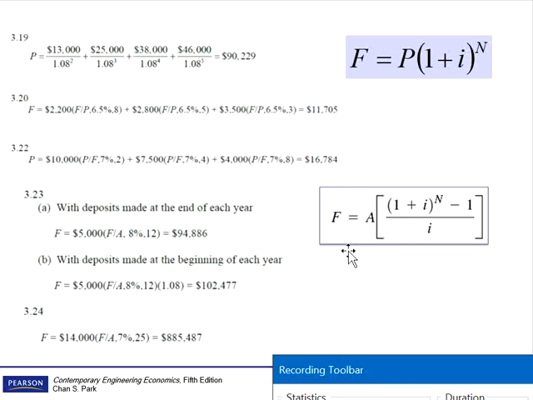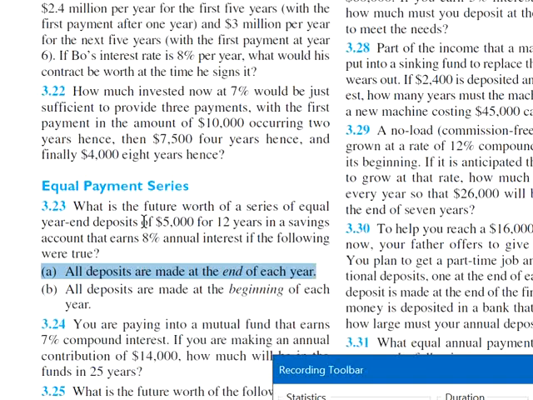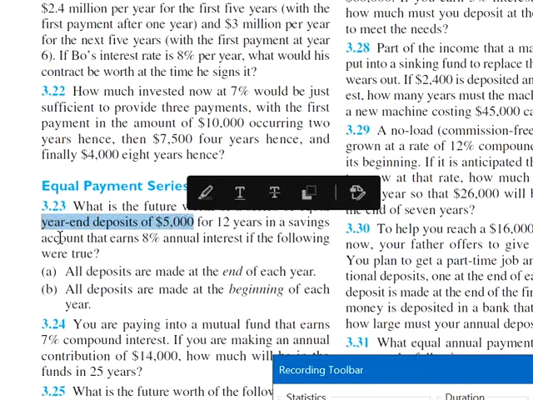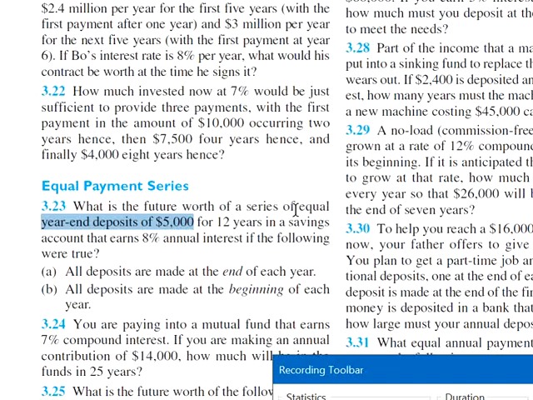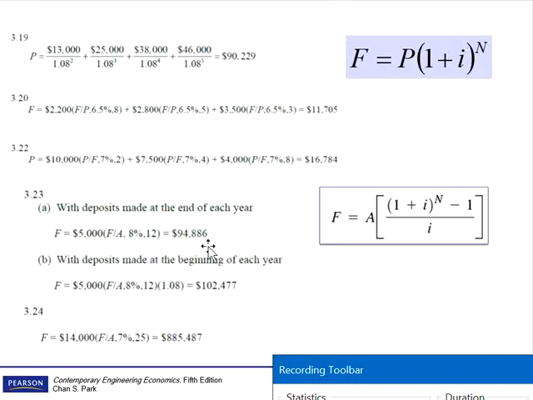We have all the info given. A is the equal payment, or payment series. The end-of-year deposit is 5,000. You can see here it is a series of equal year-end deposits of 5,000. This is our A. So A is given as 5,000, i is given, which is 8%, and n is 12. After 12 years, what will be the value of this amount? Then you can calculate F using this formula.